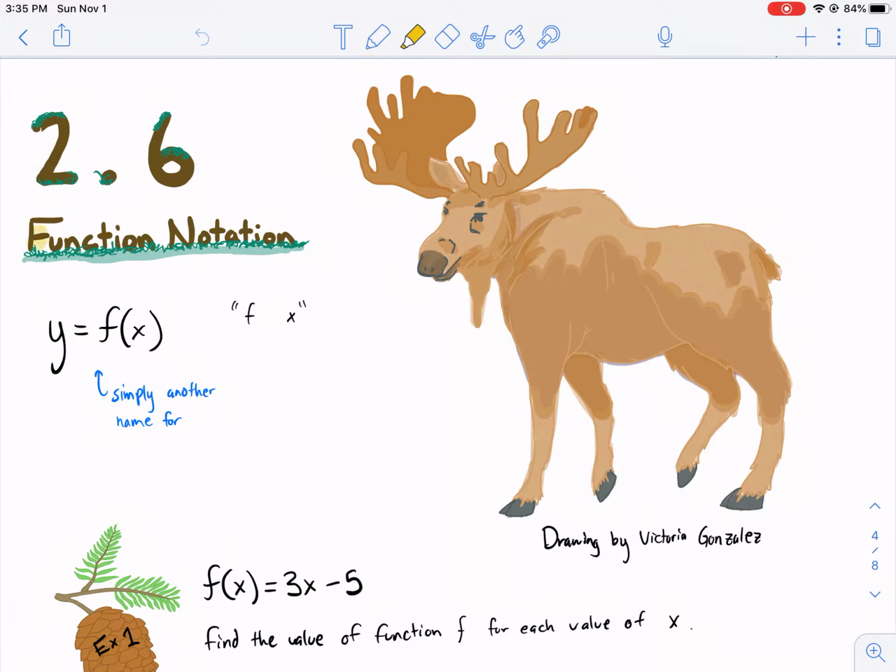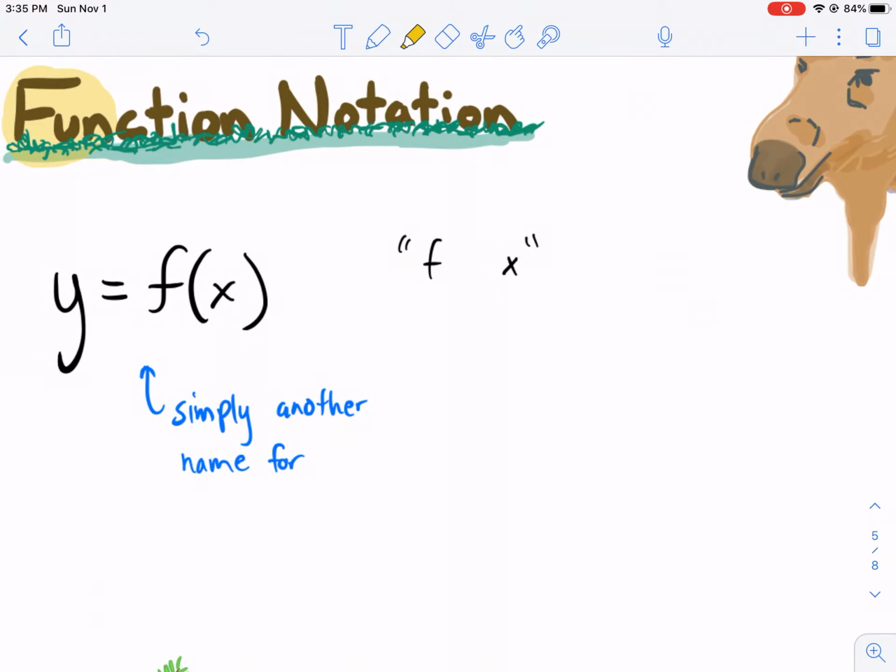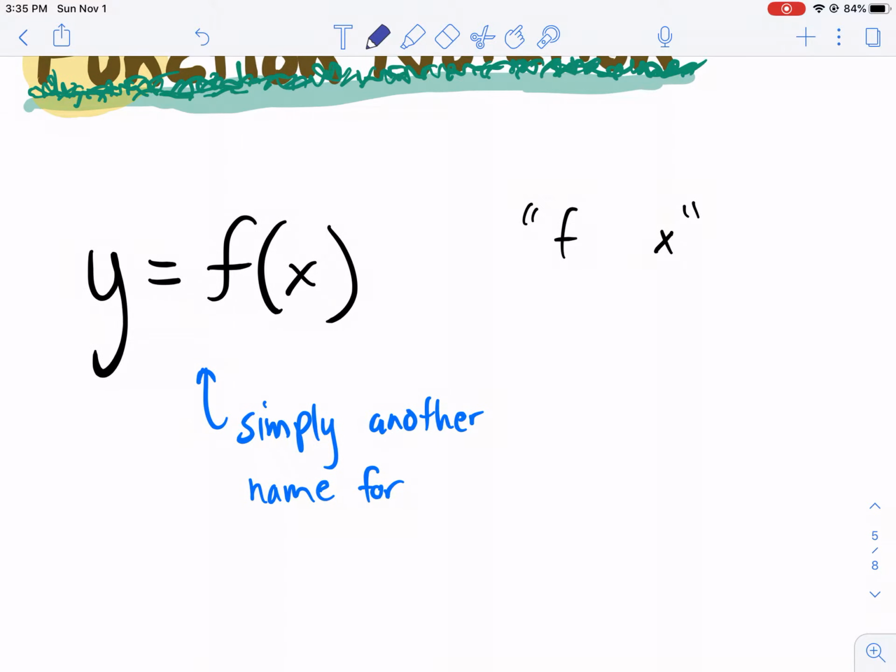One thing you'll notice is that the first three letters of function are F-U-N, and that's what we're going to have a lot of right now. So what is a function? Well, the first thing we have to recognize is the notation. So we have y equals f parentheses x. What does that mean? Well, this is simply another name for y.